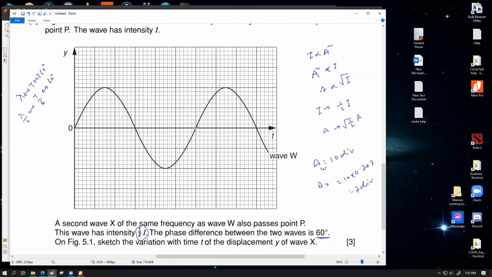So if I just now go over here, the full time period is 30 divisions. If I divide 30 by 6, I get 5, which means now I have to make the second wave take a shift by 5 divisions in any direction, left or right, because leading or lagging is not mentioned.